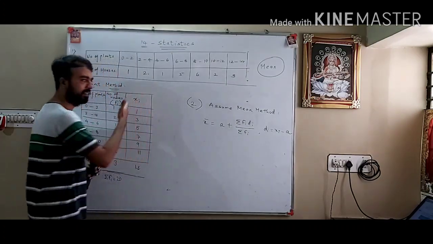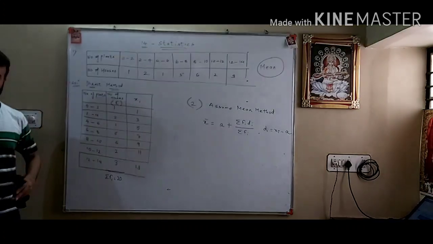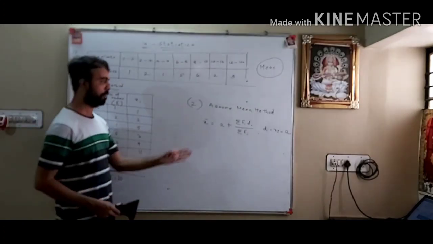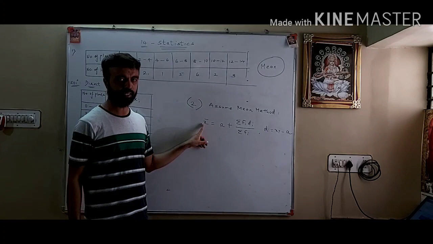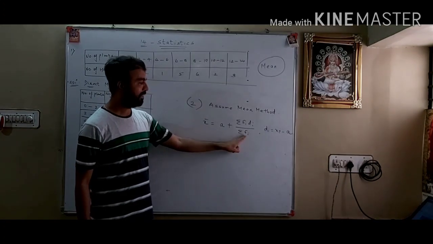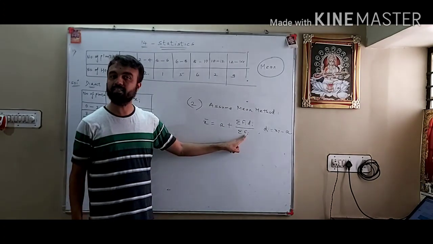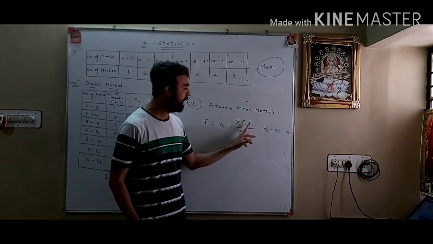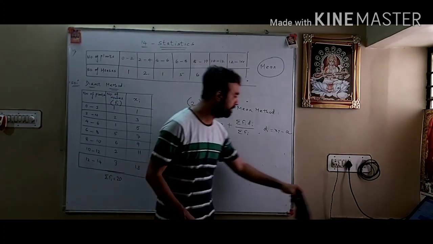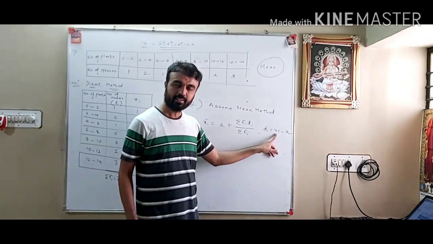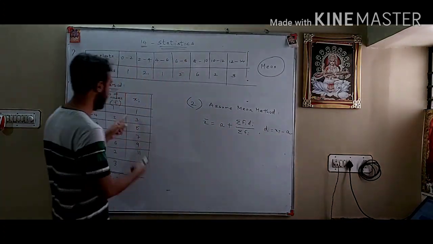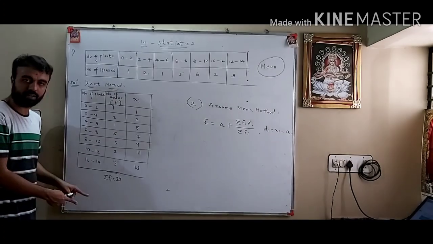Before I go for the sum, let me explain you, or let me introduce you people. How many unknowns are there? X bar, you already know it. It is mean. Fi, you already know it. It is frequency. Di, I told you. Di is this xi minus a. Xi, you already know it. It is midpoints. Here it is written. That is why I have not erased.